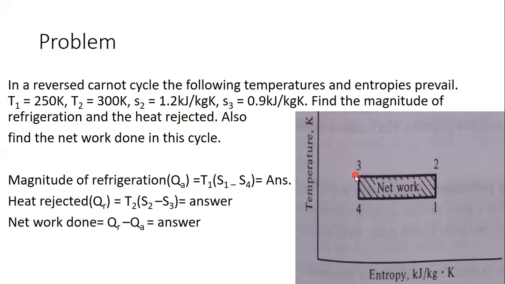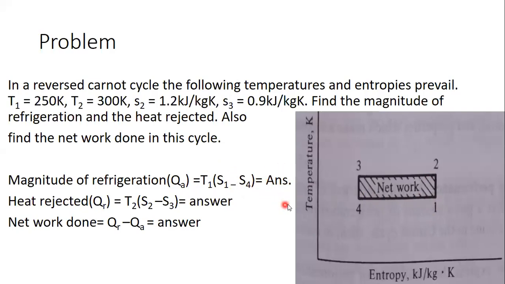2 to 3 is the constant temperature heat rejection process. So we have to first of all find the magnitude of refrigeration, which means magnitude of refrigeration is happening from 4 to 1. So in the TS diagram, the magnitude of refrigeration is nothing but QA, or heat absorbed. Q is the general term denoting the heat term, and A stands for absorbed. Heat absorbed is given by T1, the lower temperature, times S1 minus S4.